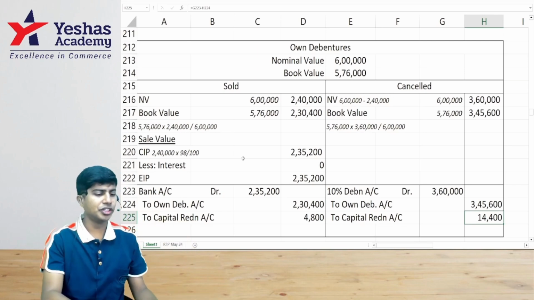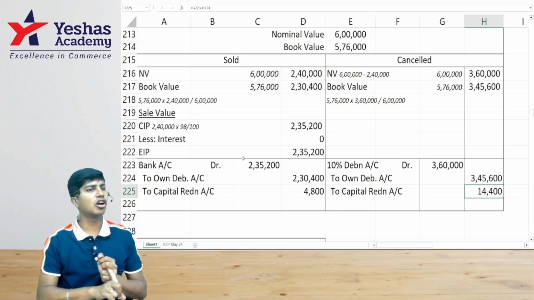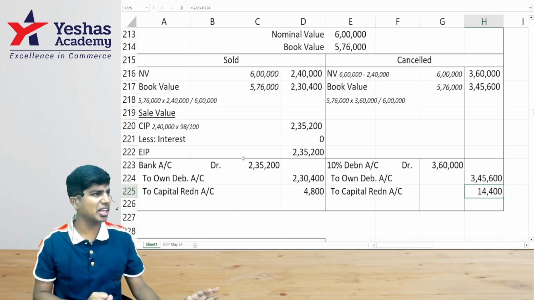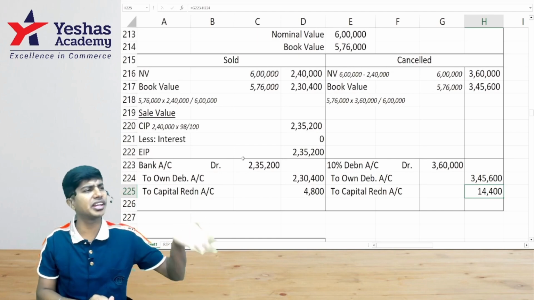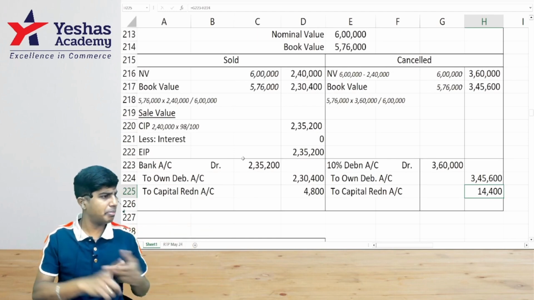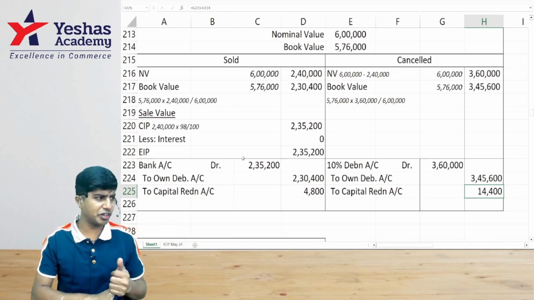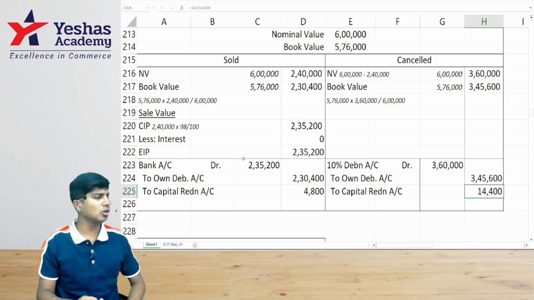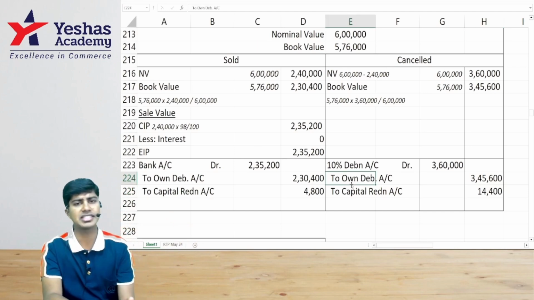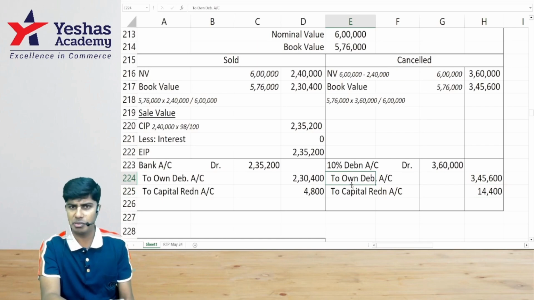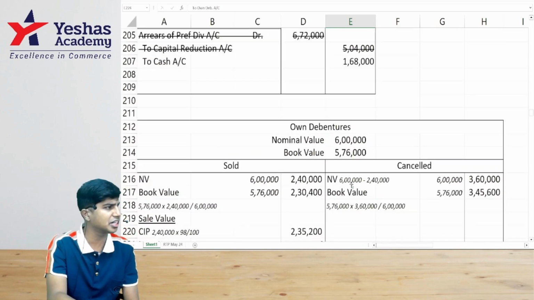So we should write two entries. One for sale of debentures. Treat it like sale of any other asset or any other investment. Normal sale entry: bank account debit, to investment, to profit. The profit will be changed to capital reduction. And here we are settling our liability against our asset. The difference is again profit. Shall I write these two entries in our set of entries?